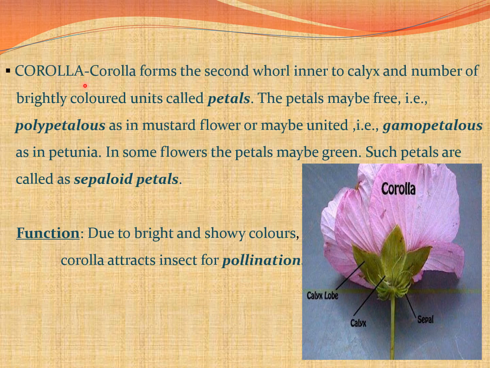Corolla. The collection of petals is called the corolla. Next to the sepals, this whorl of petals, we call the corolla. Now here, if the petals are free from each other, it is polypetalous as in mustard, and if they are united, it is gamopetalous as in petunia. Some petals may also be green. Petals are colored, but some petals are green. Such are called sepaloid petals. The function of petals is to attract insects for pollination as they are brightly colored.